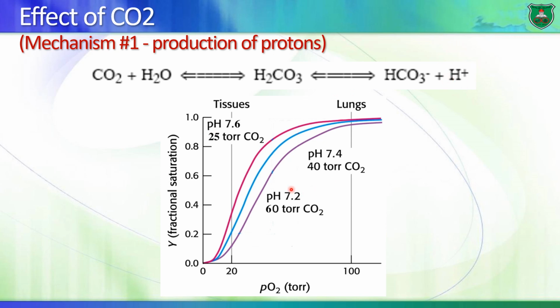Okay, so the idea here is that the more CO2 you have, the lower the pH. So that's pH of 7.6 at 25 torr of CO2. This is 7.4 when the pressure of carbon dioxide is 40 torr. When it is 60 torr, pH is now lower, it's 7.2. So that's the first mechanism by which CO2 can switch the hemoglobin from the R state to the T state in tissues.